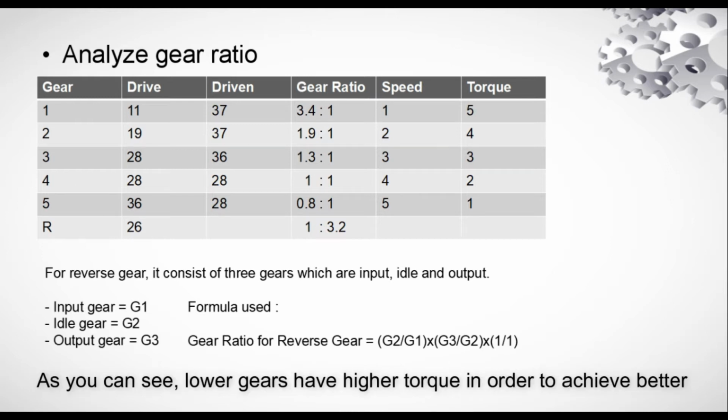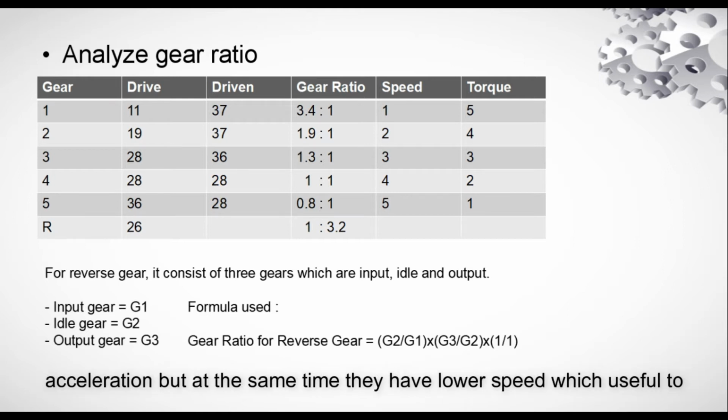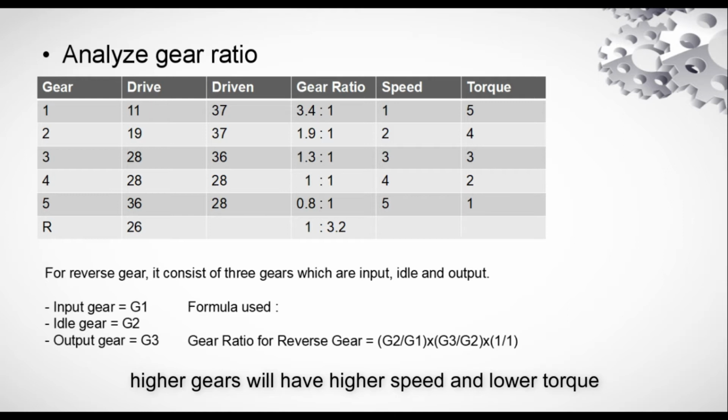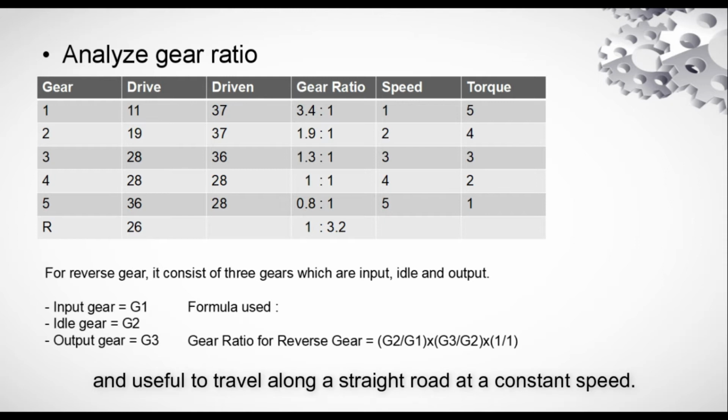As you can see, lower gears have higher torque in order to achieve better acceleration, but at the same time, they have lower speed, which is useful to start to drive from a standstill or climb a hill. On the other hand, higher gears will have higher speed and lower torque, which results in decreased acceleration and is useful to travel along a straight road at a constant speed.